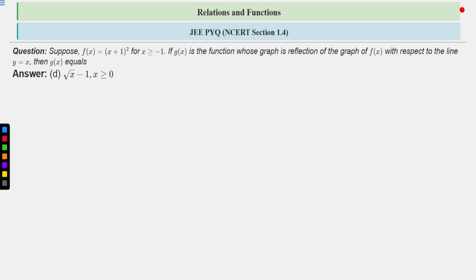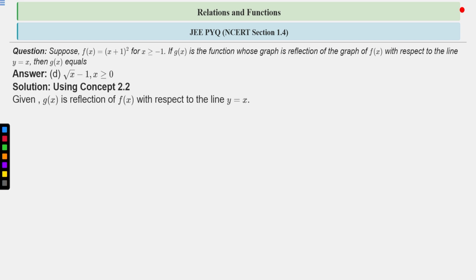So let us move to the solution part. It is given that g(x) is a reflection of f(x) with respect to the line y is equal to x. g(x) is basically the reflection of f(x) with respect to the line y equal to x. Therefore, we can say that g(x) is basically the inverse of f(x), so g(x) will be equal to f inverse x. Clear?